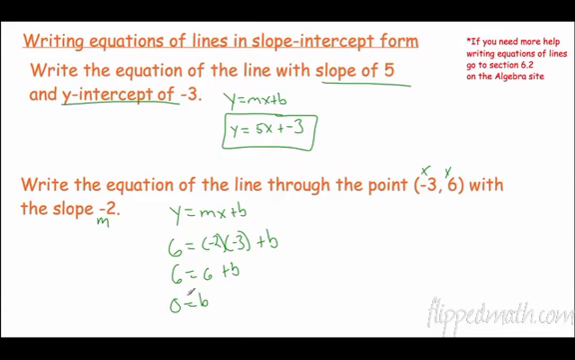So now I can plug in my b and my m. Y equals negative 2x plus 0. Well, I don't need to write plus 0, so I'm just going to leave it as y equals negative 2x. All right, again, I know that that's pretty quick. If you need more help on this, go to 6.2. There's a lot more video there.